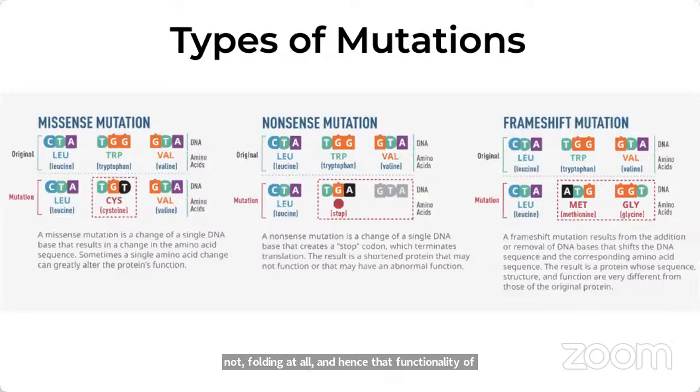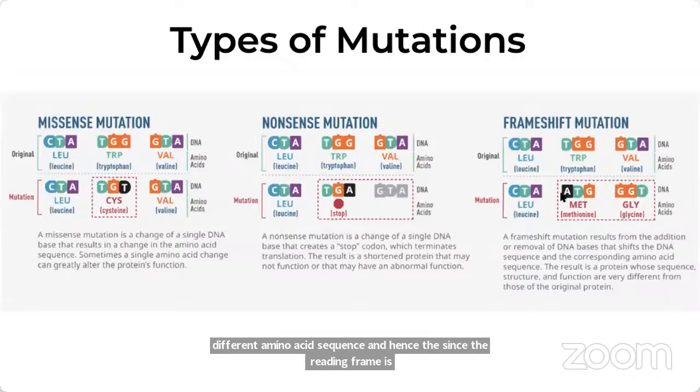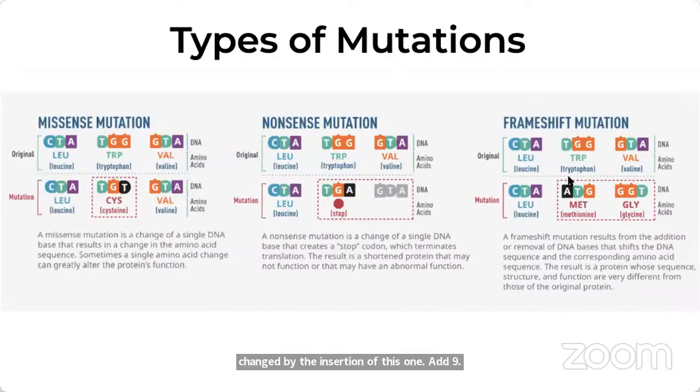Hence the functionality of the protein is completely lost. A frameshift mutation results when we have an insertion or a deletion, as we already discussed, and this changes the frame which reads the trinucleotide codons that encode the amino acid sequence. Since the reading frame is changed by the insertion of this one adenine at this position, whatever is encoded after that insertion position is completely changed, and this will result in a protein sequence that is different from the wild type. This mutated protein may again fold incorrectly or have a completely different function than what the original protein is intended for. All these will affect the cell's functionality to a larger extent.